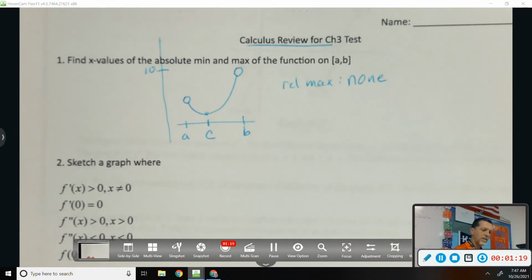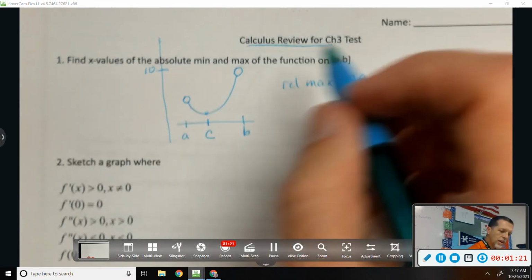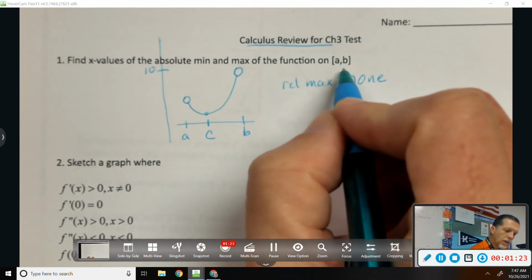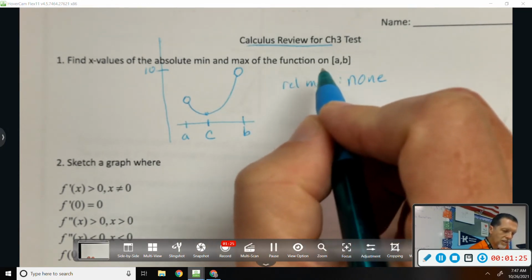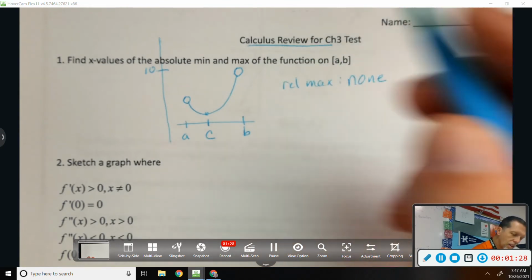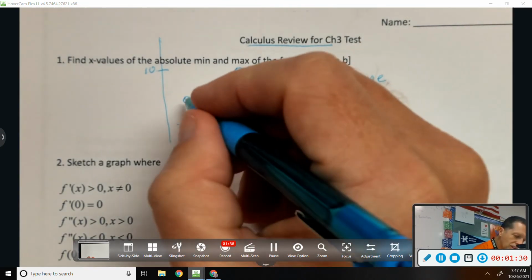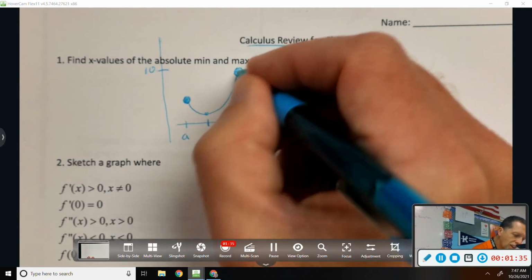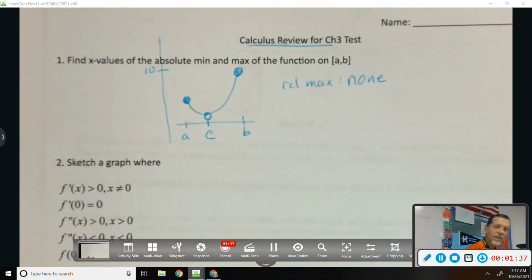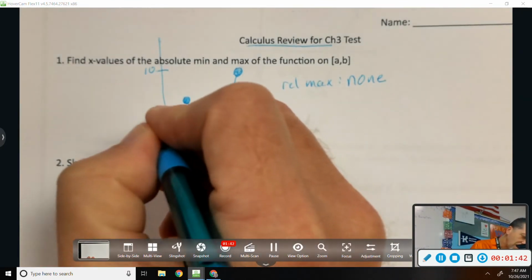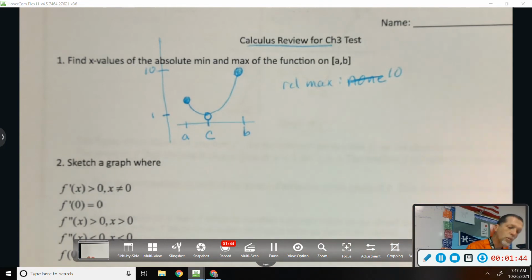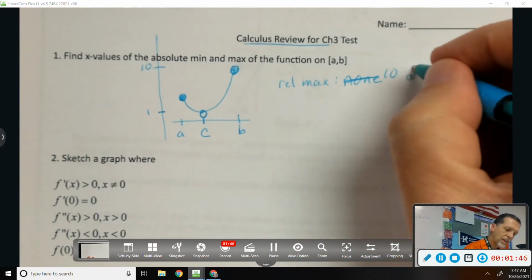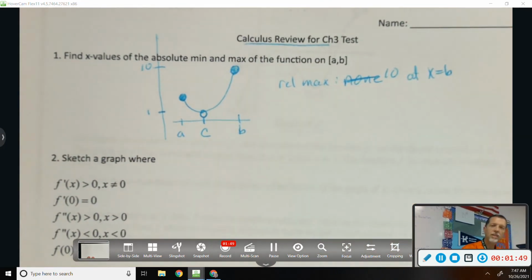Wait, but aren't they in brackets? On A to B. You know what? I could have done this. Yes, they are in brackets. So let's do it this way then. See what I did there? Now what's the relative max? 10. And where is the relative max? At x equals b. Good catch. And you see what I did there.